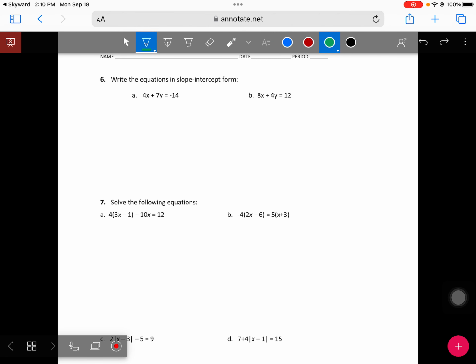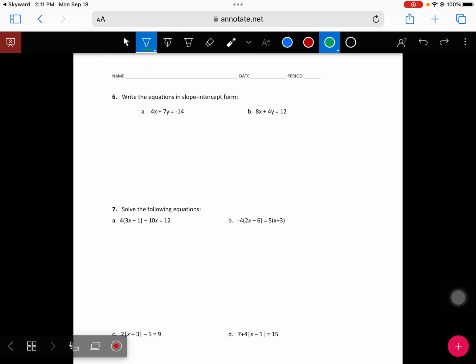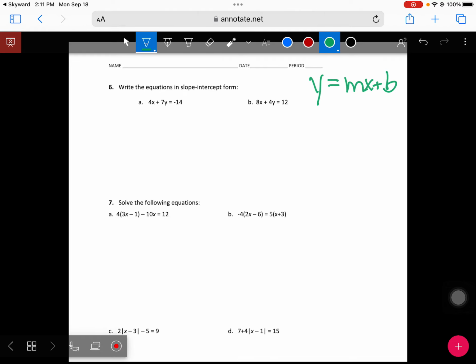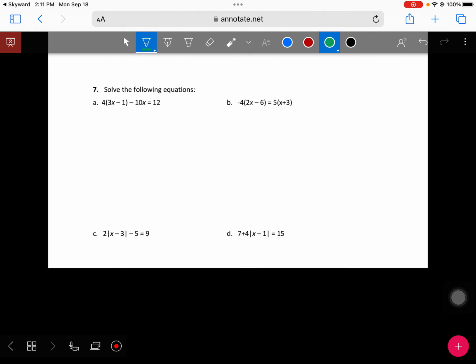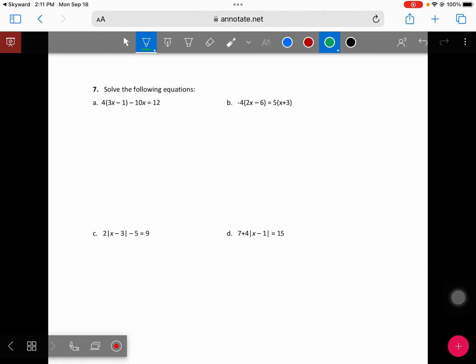All right, what other questions? Come on, this is your review. Do you know how to, in number 6, put those in slope-intercept form? What is slope-intercept form? Okay, so do you know how to get y isolated by itself correctly? If you want to see them, let me know. 7, A, B, C, and D.